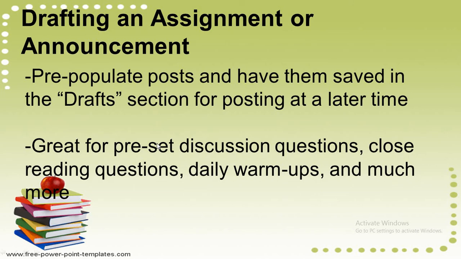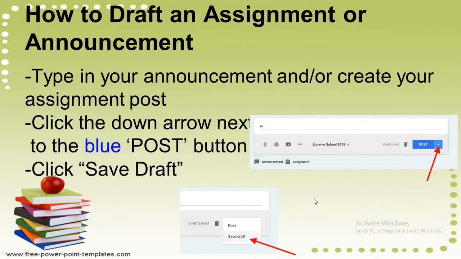Drafting an assignment or announcement, you can do this now. Assignment and announcement you can do. In the assignment, click on the assignment, then click the down arrow next to the blue post button and save. Here post is given, you click here. In assignment also you get the option to attach from the PC, Google Drive, YouTube and Google link. Then either post or save a draft.